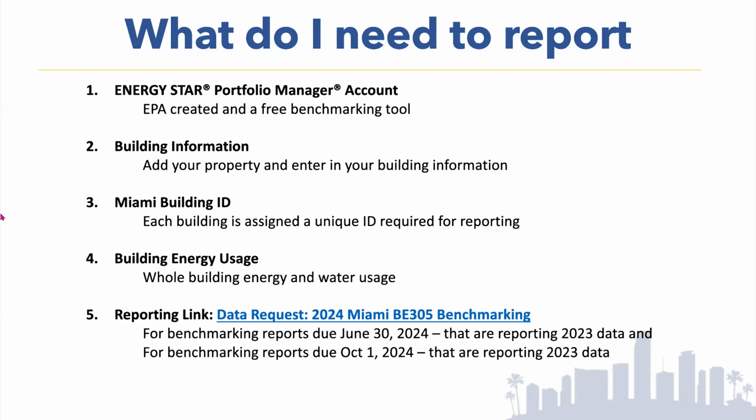If you have, let's say, multiple buildings, some of them are due in June and some of them are due in October, it is going to be the same reporting link. Every reporting year will have a new link. So for next year, this is going to say 2025 Miami benchmarking. So you can use the same link for any of the buildings that are due this year. And like I said, we will go ahead and submit the report on our live demo. So I'll walk you through how to use this link and how to submit that report to the city.